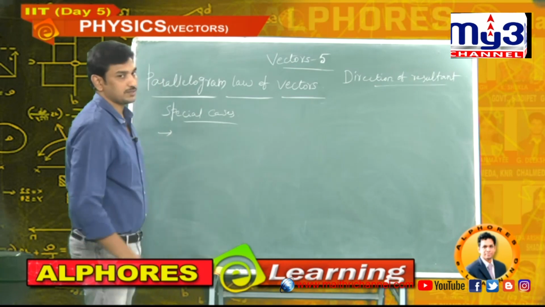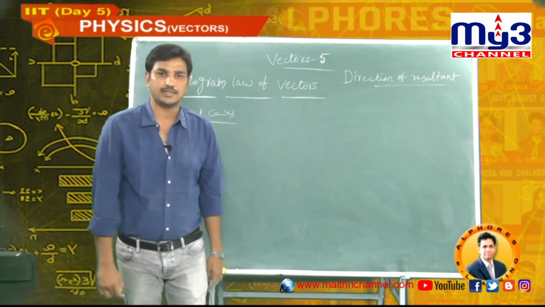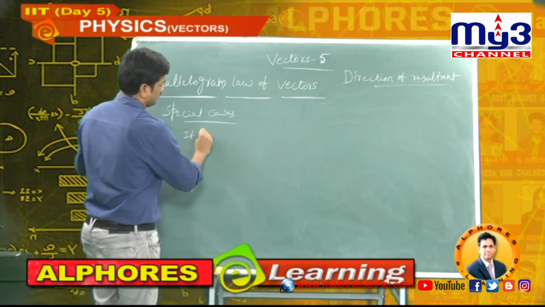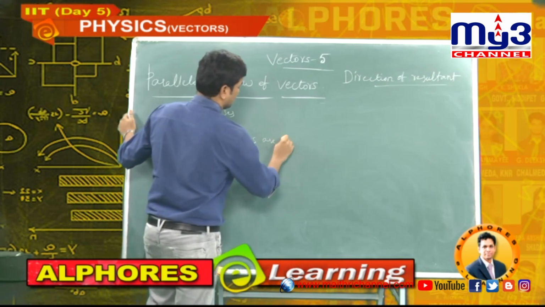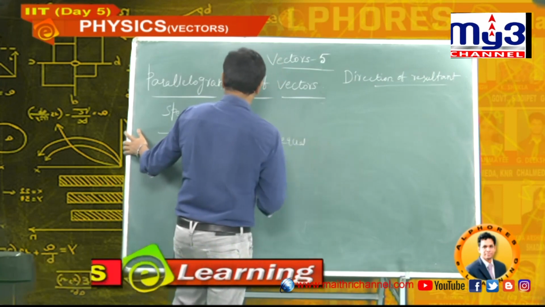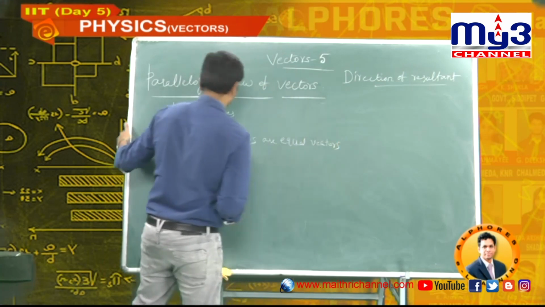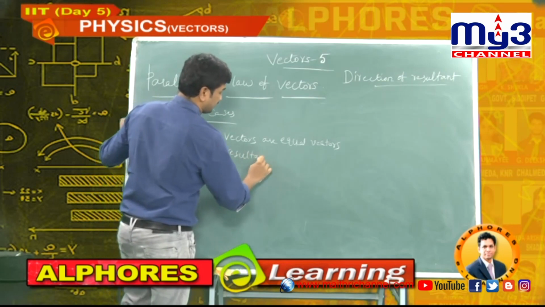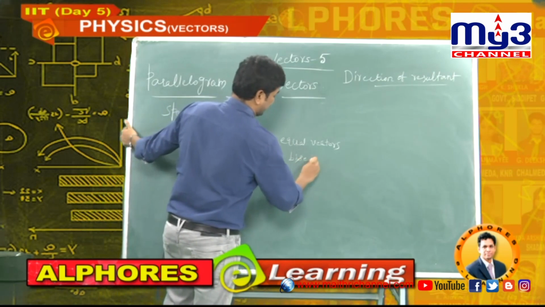See, I will write some points. If two vectors are equal, then the resultant is exactly the bisecting line.